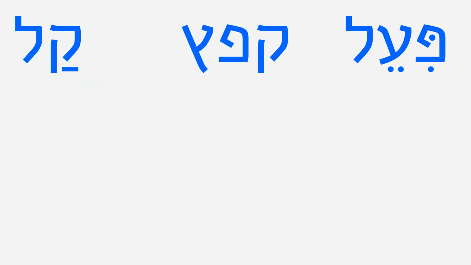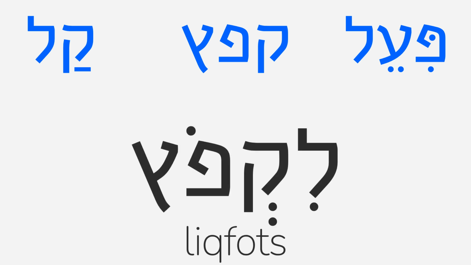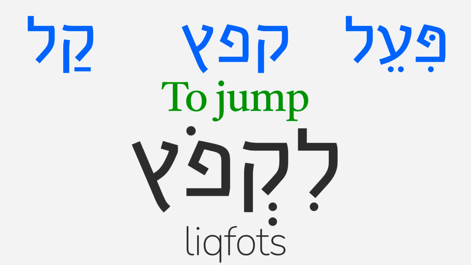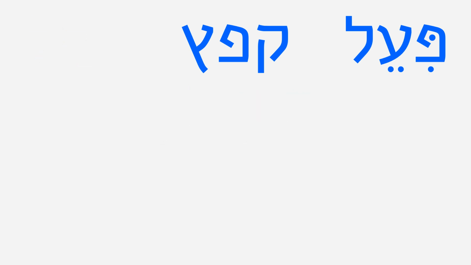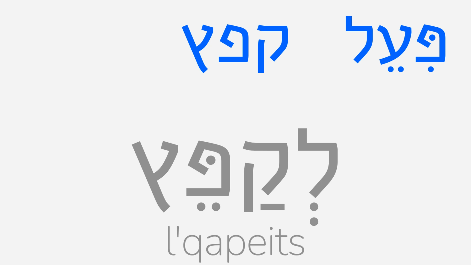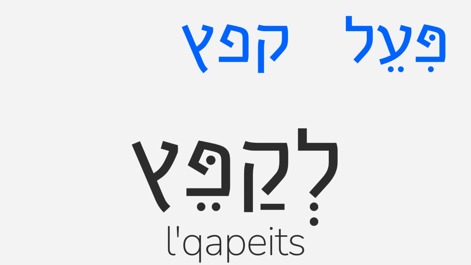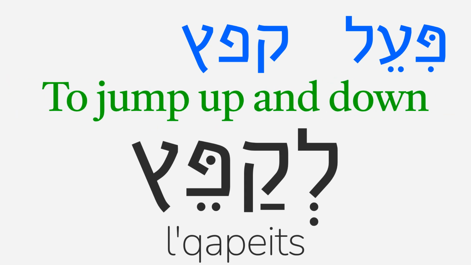Another root with an intensive Piel meaning is kuf pe tsadi. In the kal, the infinitive of this root is likfots, which means to jump. The Piel of this root has a more intense meaning than the kal, so the infinitive lekapets in the Piel means to jump up and down, a more intense action.